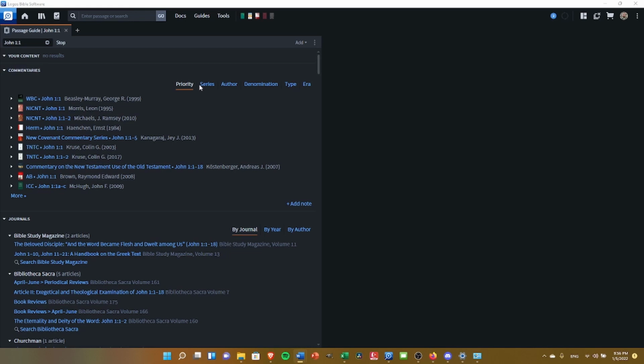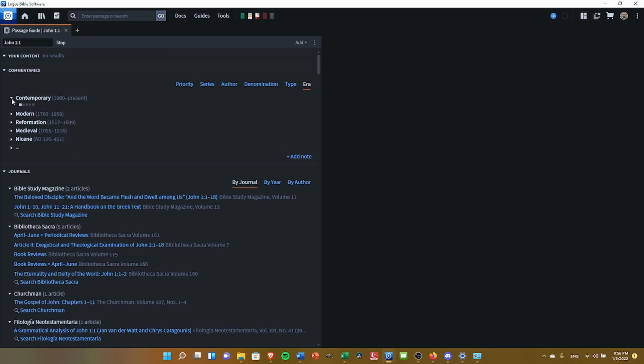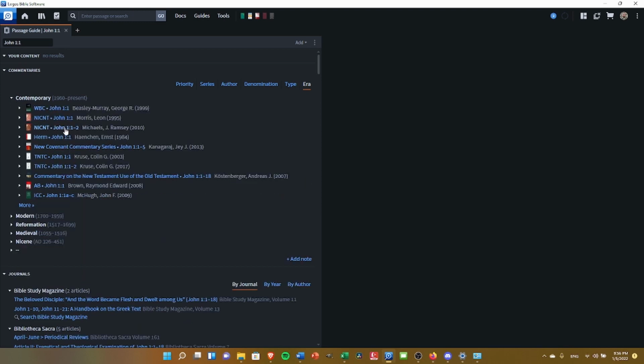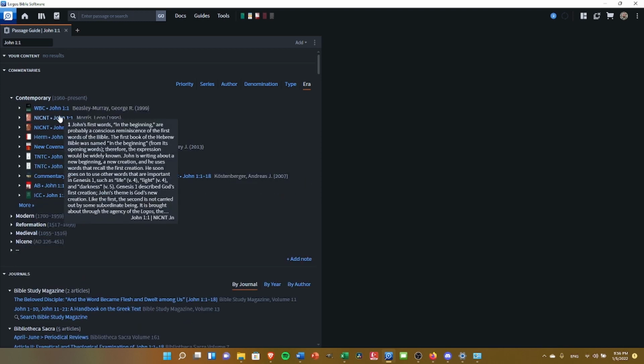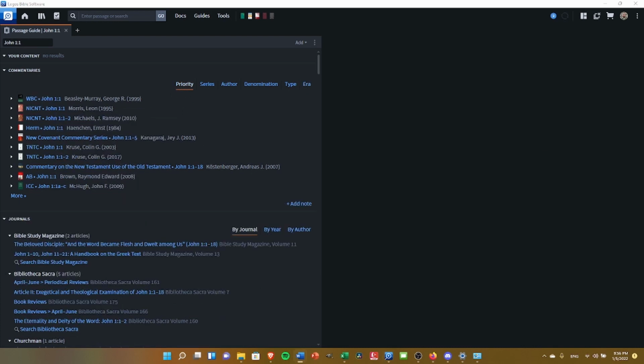I usually like to organize my commentaries either by priority or by era. Right, era will break them out based on when that commentary was originally published. So I have the Nicene era, medieval, Reformation, modern is 1700 to 1959, and contemporary is 1960 to present. So these are all the commentaries I have that have been published since 1960. This can be a quick way to survey past scholarship.